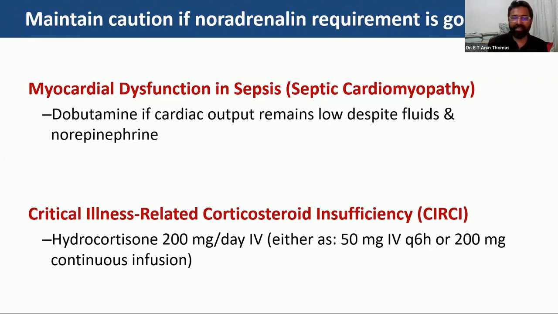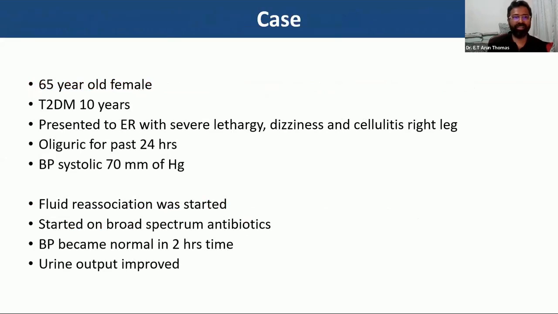And always keep in mind that critical illness related corticosteroid insufficiency is very common. If the BP is not picking up with very high doses of noradrenaline, always start hydrocortisone, 200 milligram per day, either as a continuous infusion over 24 hours or 50 milligram IV Q6H, so that the corticosteroid insufficiency will be overcome and the BP will improve. So relying less on high doses of noradrenaline is one factor.